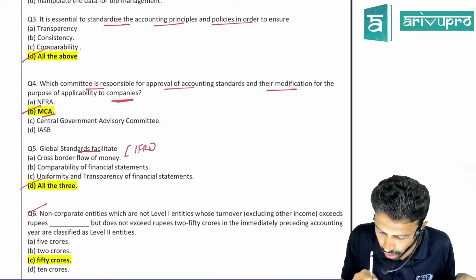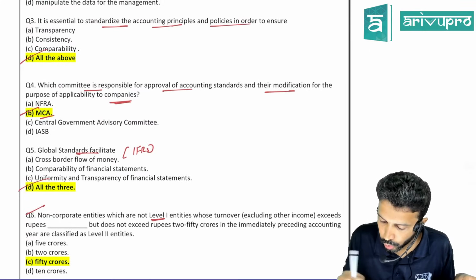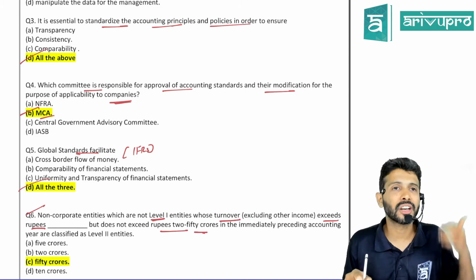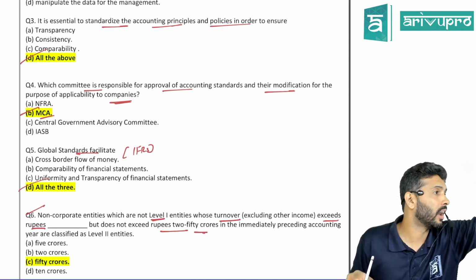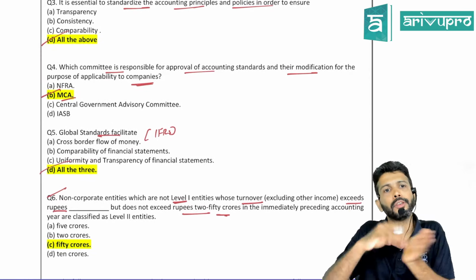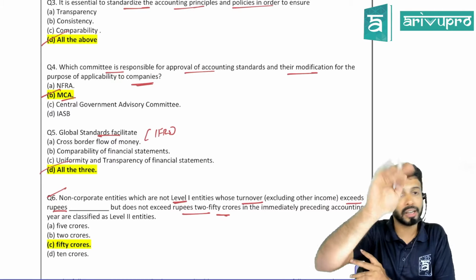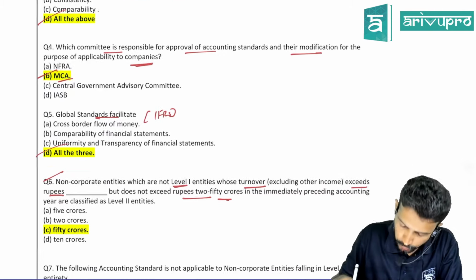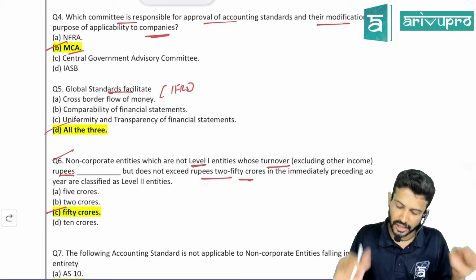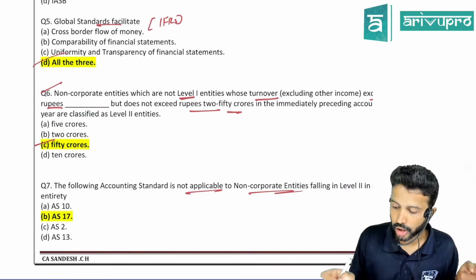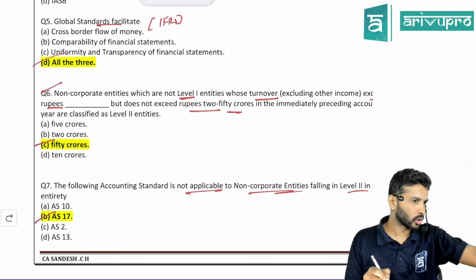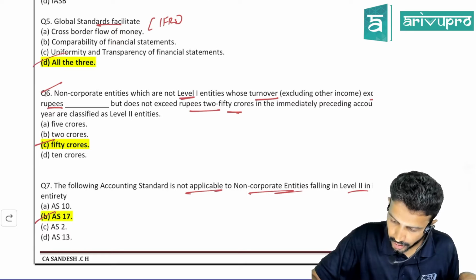Check this. Non-corporate entities which are not level 1, whose turnover exceeds dash but does not exceed 250 crore. Sir, if you are not level 1, automatically you are in level 2. What is the limit for level 2? 50 crore. Turnover exceeds 50 crore but does not exceed 250 crore. So that's the limit they're asking. The answer is 50 crore. Which following standard is not applicable for non-corporate entities falling under level 2? AS 17. That's what we wrote there.